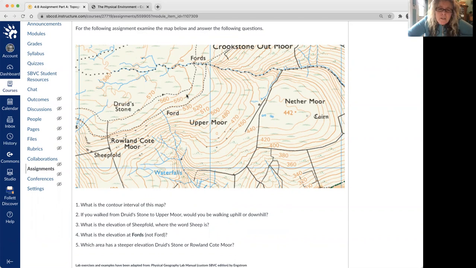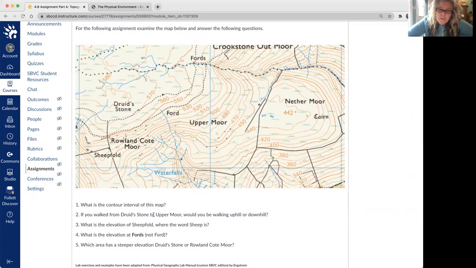Let's see. Here's our index contour. Look how thick that is. 550. And then if we keep going, here's 530, but look, here's another line here. So 550, this must be 540, 530, 520, 510, 500, 490, 480. So the contour interval is 10. We're going by tens here.